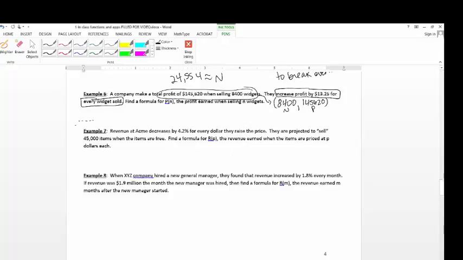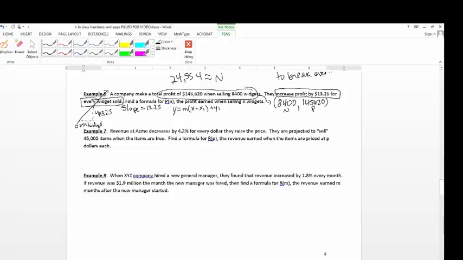If you go over one widget, you go up $13.25. Sounds like this profit function is a straight line with a constant slope. Over a widget, up 13.25. Over another widget, up 13.25. So we have a slope equal to 13.25. We have a point on the graph, so we can use the point slope form of a line. Remember, that's y equals m times x minus x1 plus y1.